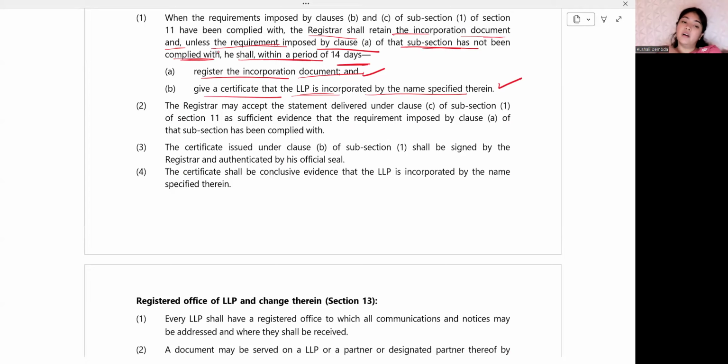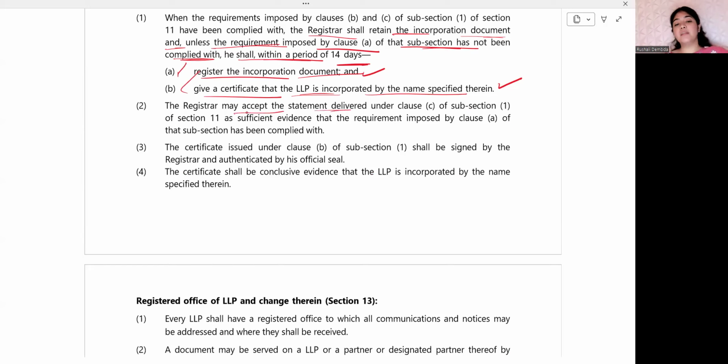When you give the incorporation document, it will take 14 days for the registrar to give you the incorporation document and the LLP certificate. They will give you an LLP certificate where they will say that now you are an LLP. It will take a maximum of 14 days after you file the incorporation document and the statement.